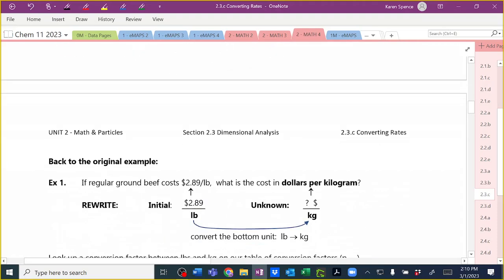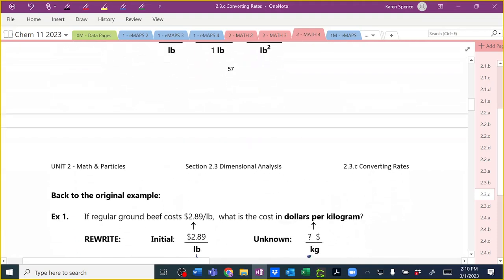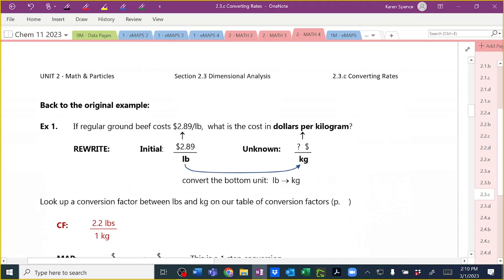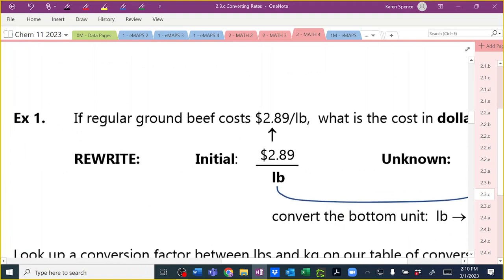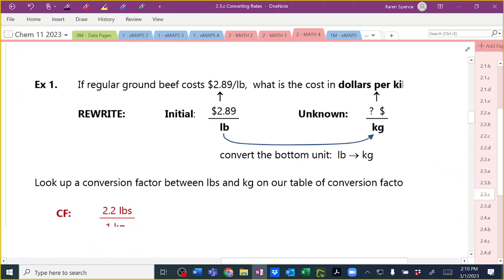All right, so this next part of this page just works through that with you, so we can skip on ahead. And now on our next page, page 58, we are back to the original example. And once again, I'm going to go over here to go back to my original example so I can write stuff. Okay.